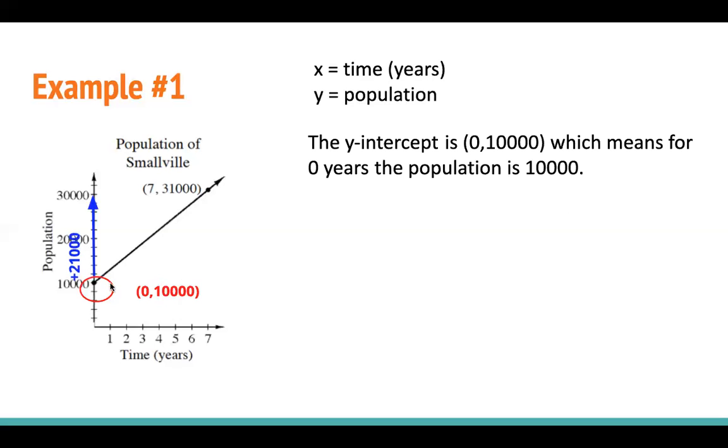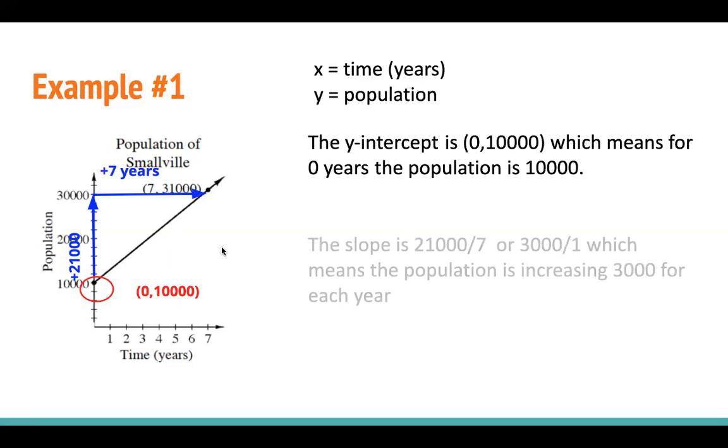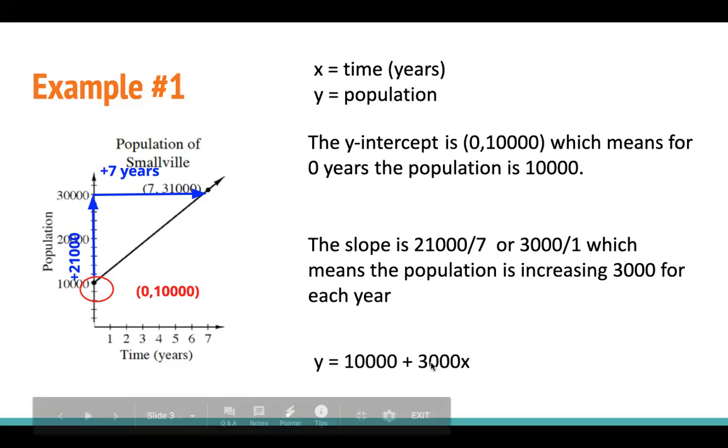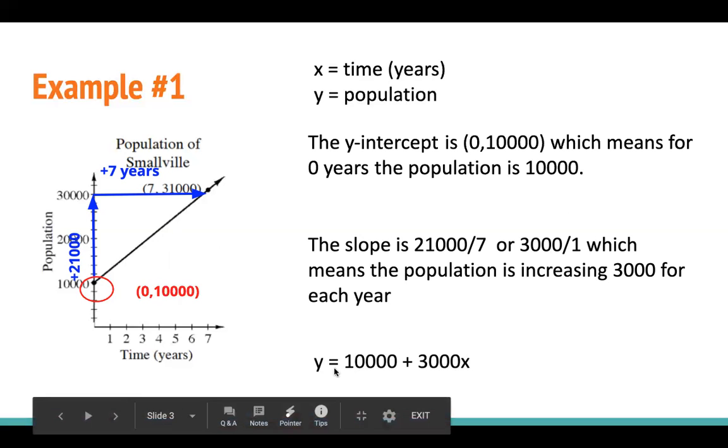Next, we're going to look at the slope. And I can see here, if I find another point, to get from 10,000 up to this next point, 31,000, I'm going to go up 21,000 and over 7 years. So the slope is 21,000 divided by 7, which I can reduce to 3,000 over 1, which means that the population is increasing 3,000 people for every 1 year. If I was to write an equation, I can write it two ways, but I will describe it here as y equals 10,000 plus 3,000x. So my initial value is 10,000, and I'm adding 3,000 every year.